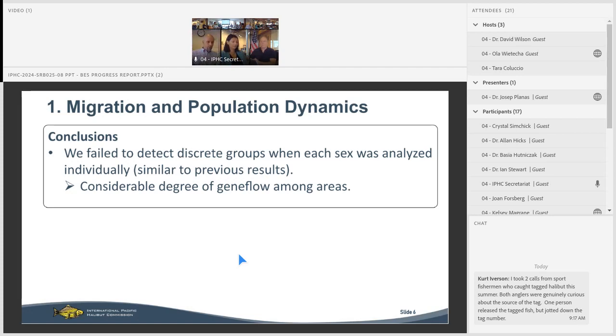There's a comment from Kurt online saying he took 2 calls from sport fishermen this year who were interested in the tags. One of whom released the tagged fish, but kept the tag and jotted down the tag number. But they seem to still generate interest in people. Just anecdotal. We're also working on a new portal for tag recovery, so I'm hoping to make it a little bit more attractive for people to report the tag. So the new portal will be like you put the number and you can actually find out where the fish was released, all the details. So we hope this will also attract people.